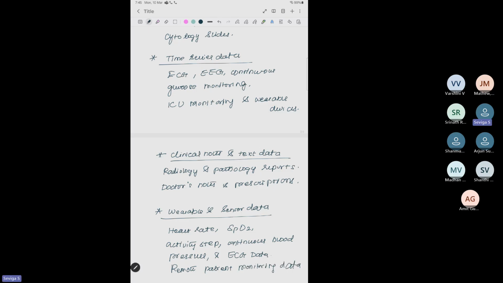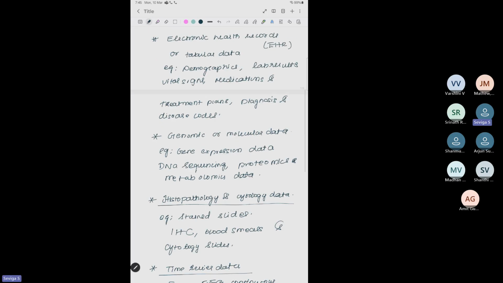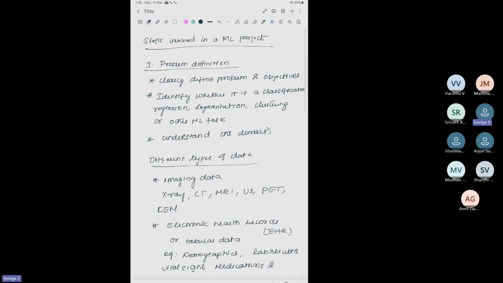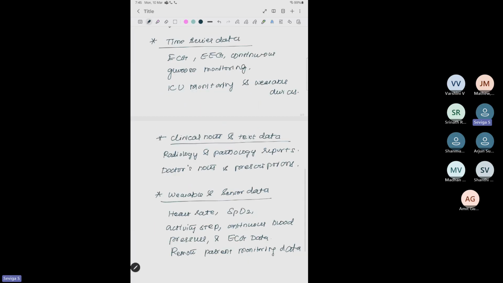So you can choose any one of these things. These are some examples; this is not limited to this. So you can choose any one of the data. Define your problem and objectives correctly. Choose the data which you want, and then choose what type of problem you want to do with that one. Understand your domain clearly. So that is the first step involved.